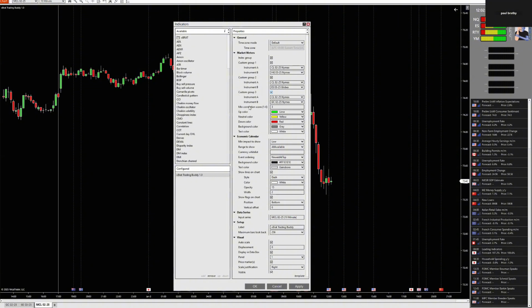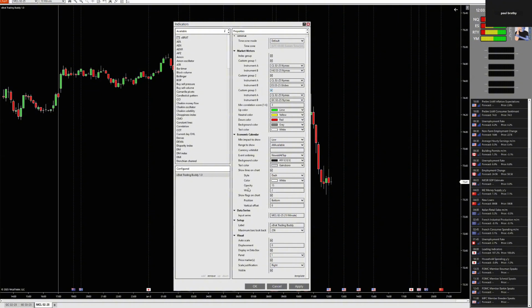And I've put a minimum correlation score of 3 there. So whether I get positive or negative, it will be 3. The range to show on the economic calendar: all available. So you can do a bit of back testing as well as looking at what's in the future. Simple. I mean, this is self-explanatory, guys. If you hover over, it actually tells you what it means.